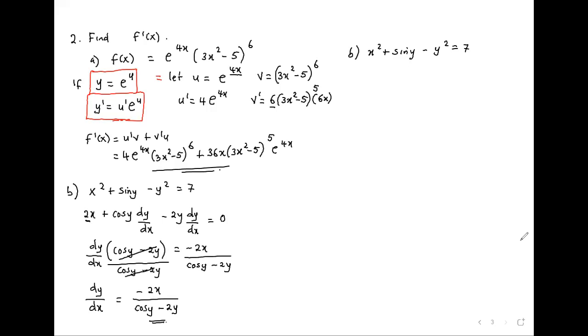Sir, let's say we had the 6 functions in B. Can implicit method work if you had 6 functions? Let's say we had cos x squared plus sin y cos x minus sin y squared is equal to 7. Can it work? It can. It works. That's the way. This time makes sense when you're doing it this way.